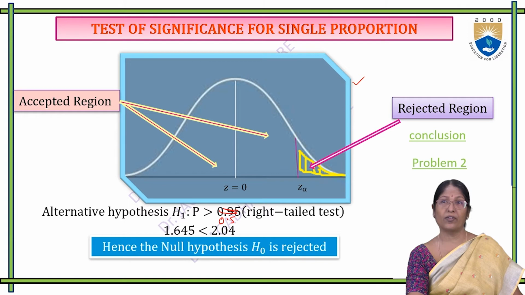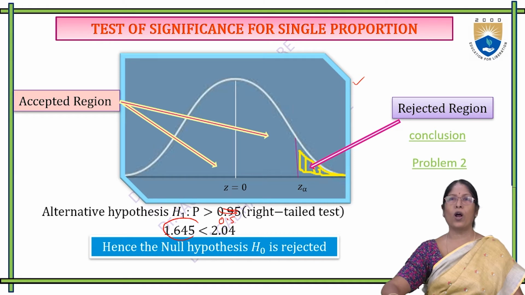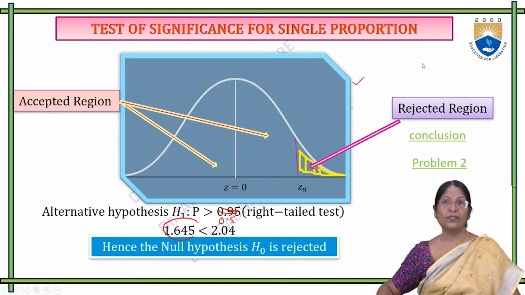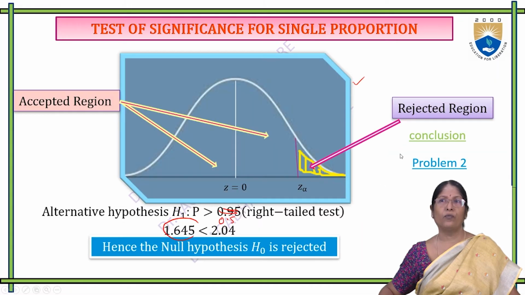But why is it rejected? Because our tabulated value is 1.645, which is less than the calculated value 2.04. This is the question, this is 0.5 population proportion. We defined our null hypothesis capital P equal to 0.5 and we rejected it taking the right tail. Why did we reject? Because the tabulated value is less than the calculated value.